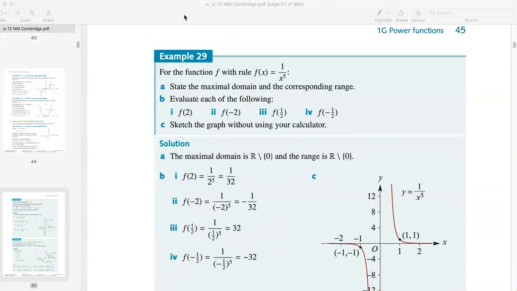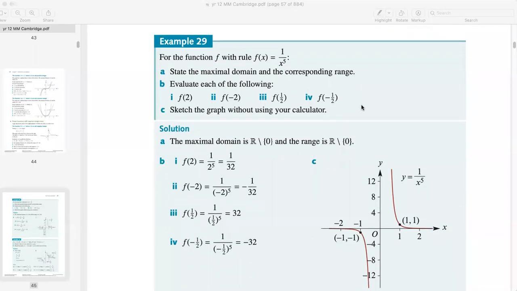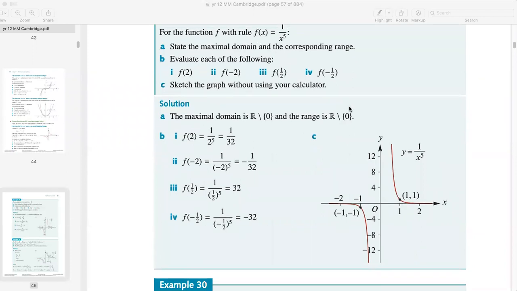For this one, they ask you to find the rule for 1 over x to the power 5. Again, this one is similar to our 1 over x. The only difference is the points it passes through. It's a bit different, and it's going to increase or decrease faster. And if they ask for the maximum domain, it means our denominator can never be 0. This question is pretty straightforward, and you can pause the video and read through or try it yourself.